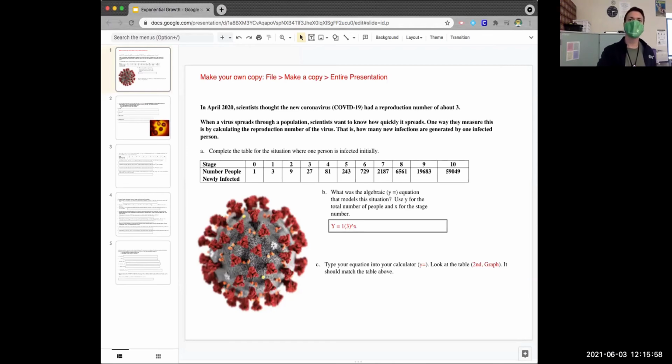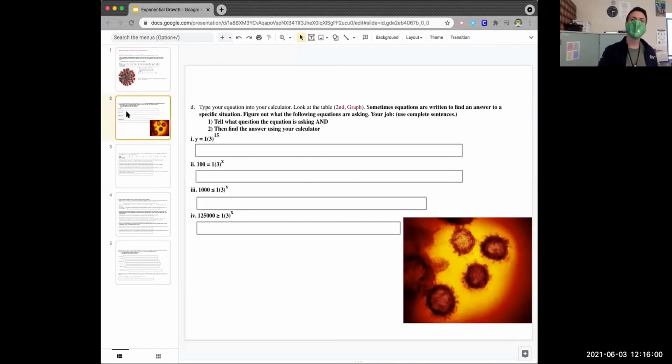Okay. All right, let's go on to slide 2. So we filled in our table, we wrote our equation. We've typed it into the calculator if you have a graphing calculator, and we're going to look at the table. Sometimes equations are written to find an answer to a specific situation. We need to figure out what the equation's asking, and we need to say what the answer is.